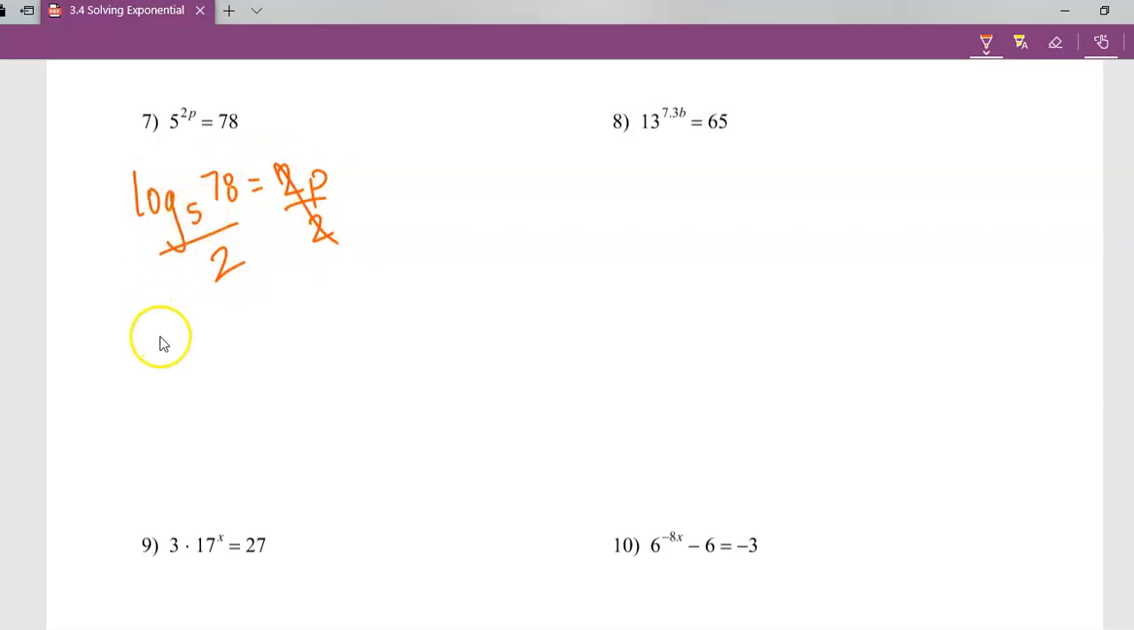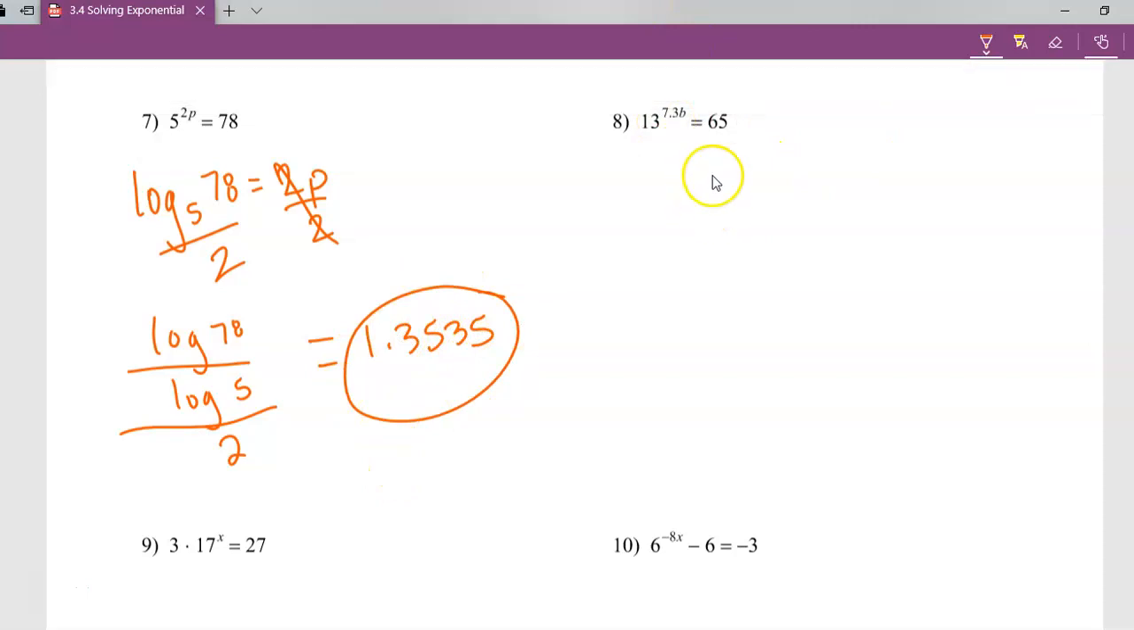Okay, so over here, I'm going to use my change of base. This would be log 78 divided by log 5. And then I'm going to divide that whole thing by 2. So in my calculator, I'm first just going to do log 78 divided by log 5. I'm going to hit enter, and then I'm going to divide that whole thing by 2. So this is equal to 1.3535.